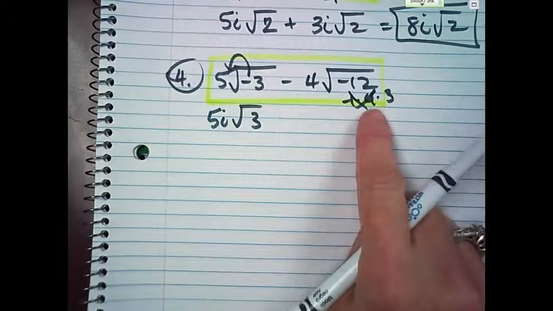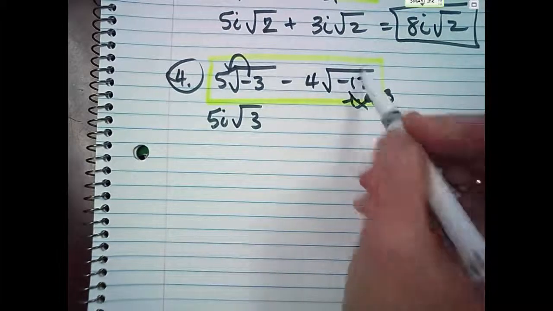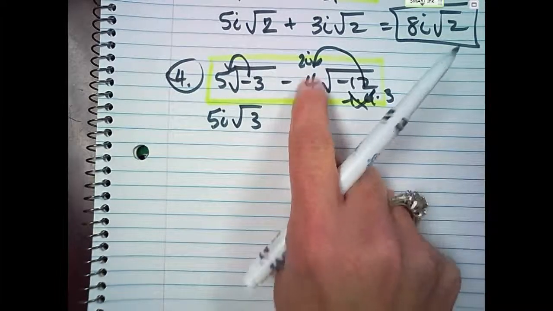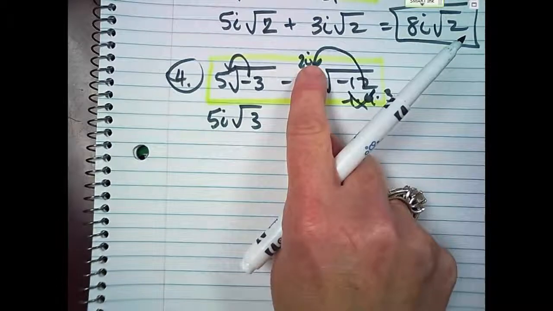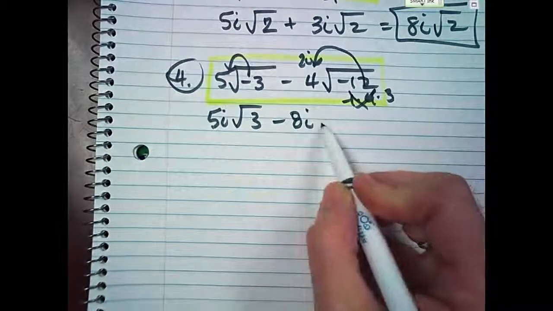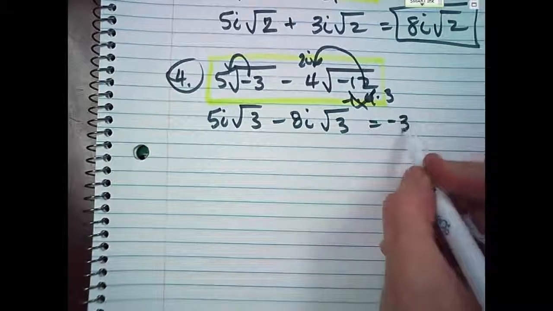So this becomes 2i that I'm taking the square root of. But what is already out there? A 4. So a 4 times a 2i makes how much? -8i. 5i minus 8i is -3i root 3.